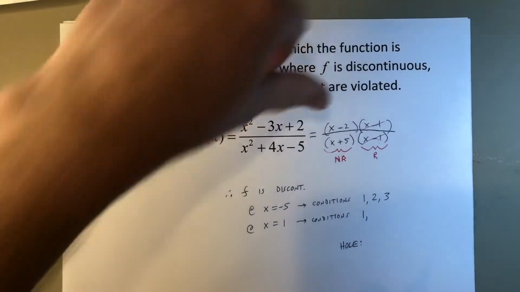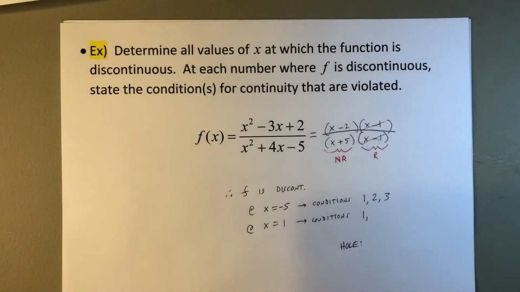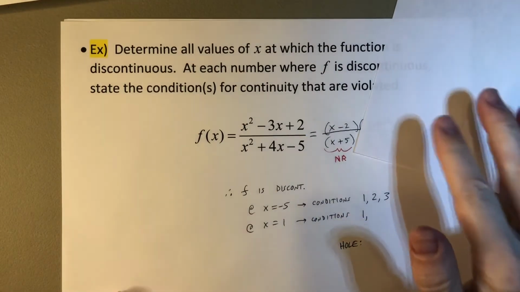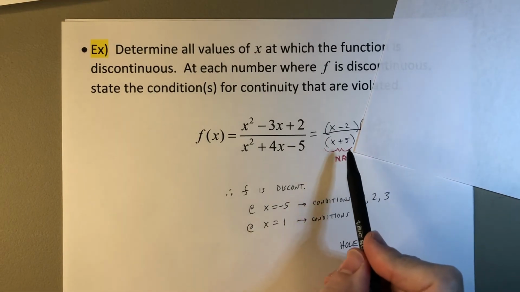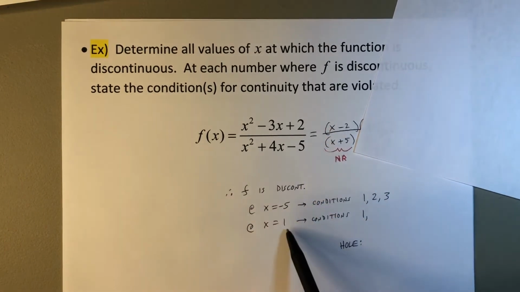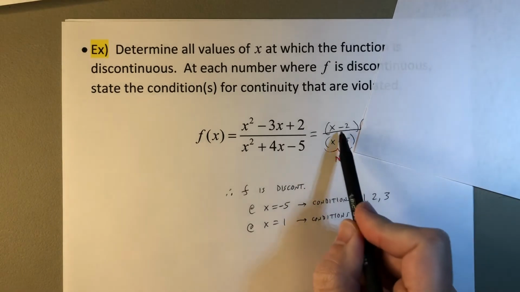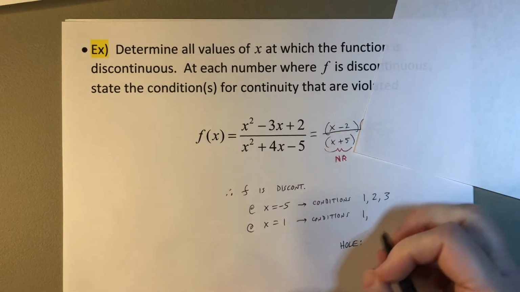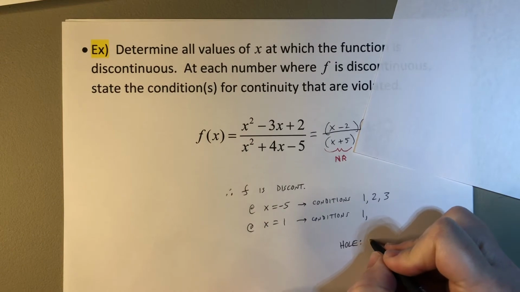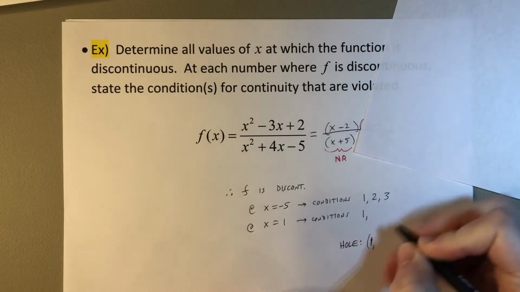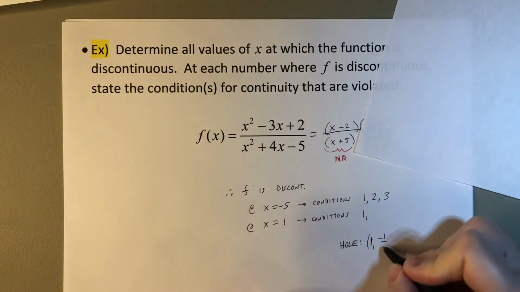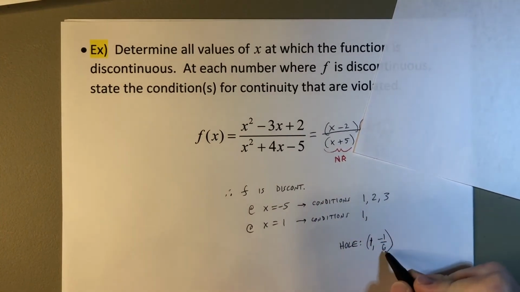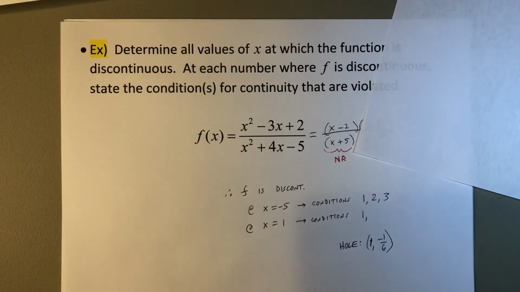This is something that we talked about in 128. If you were to cover this up and now replace both of these x's with a 1, what do you get? 1 minus 2 is what? Let me put the 1 here. 1 minus 2 is -1. And then 1 plus 5 is 6. So you actually get a hole in the graph of the function at 1, -1/6.